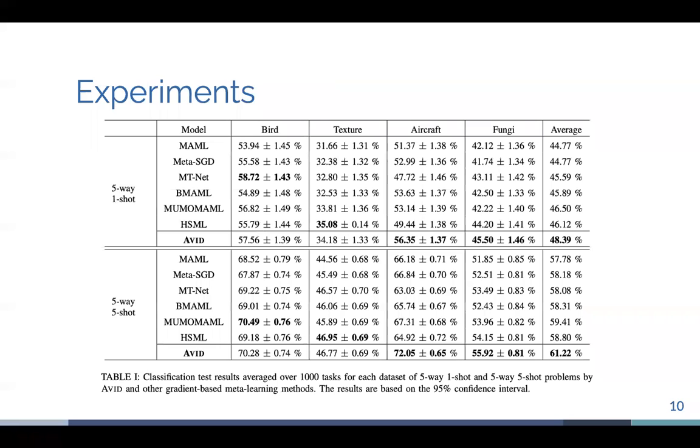Here we have compared the results obtained from AVID and other baseline models in the 5-way 1-shot task and 5-way 5-shot task. It is clear our model outperforms other baseline models, which confirms the efficiency of AVID.